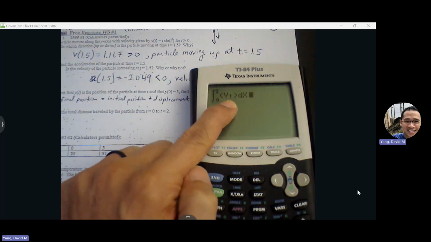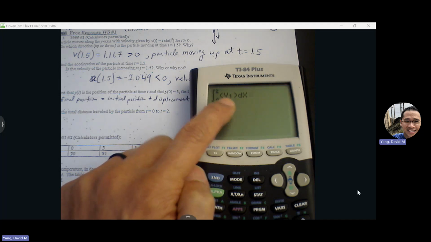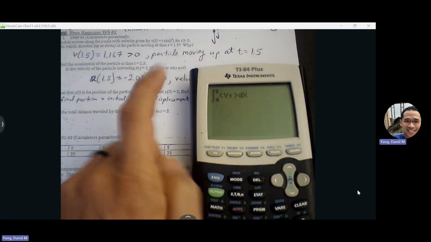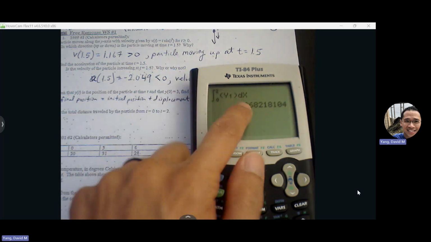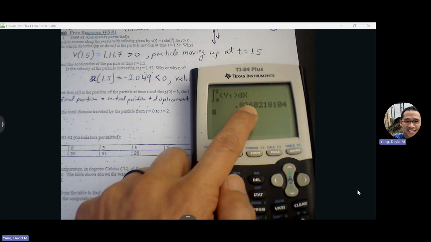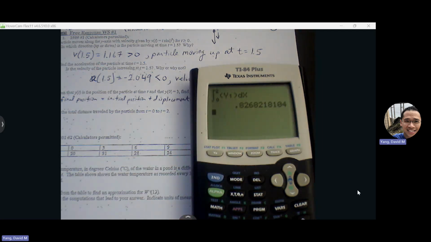So now we don't have to do our full power rule process, or integral process, by hand. The calculator will do this for us. So we get 0.828. That tells us that between 0 and 2 seconds, this object is going to make a forward progress of 0.828 units.